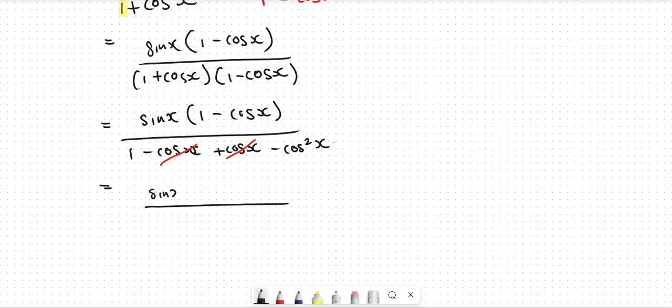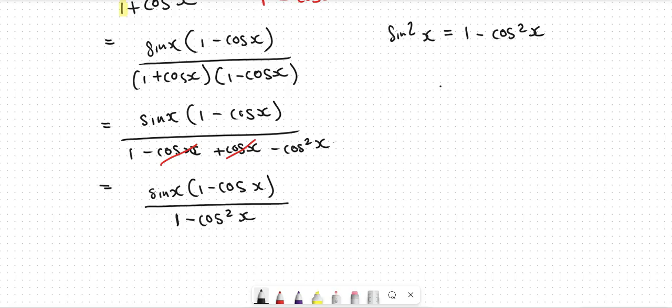I'm still left with my sine x, my 1 minus cos x, all divided by 1 minus cos squared x. Then at this point, remember, there are identities that I can use. One particular one that I need at this point is that sine squared x is equal to 1 minus cos squared x. That's the one I'm going to replace this denominator with. And I'm obviously going to take the right hand side, so I'm going to replace it with sine squared.